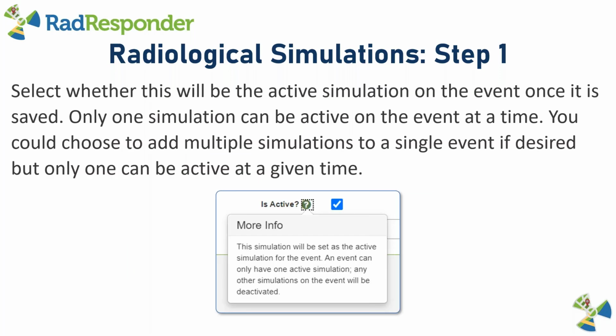You'll select whether this will be the active simulation on the event once you save it. You can have only 1 simulation active on an event at a time. You could choose to add multiple simulations to a single event if you desire to, but only 1 of them can be active at a given time.